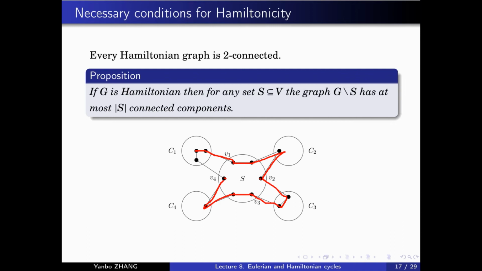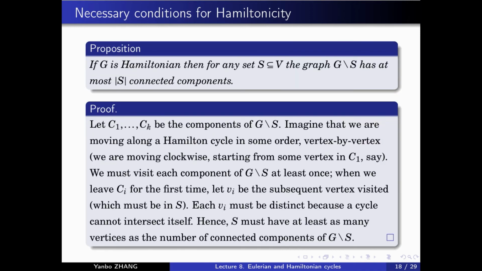So the number of vertices in S is greater than or equal to the number of components in G minus S. Note that we are comparing the number of vertices of S with the number of components, not the number of vertices in the components. Let's see the formal proof.